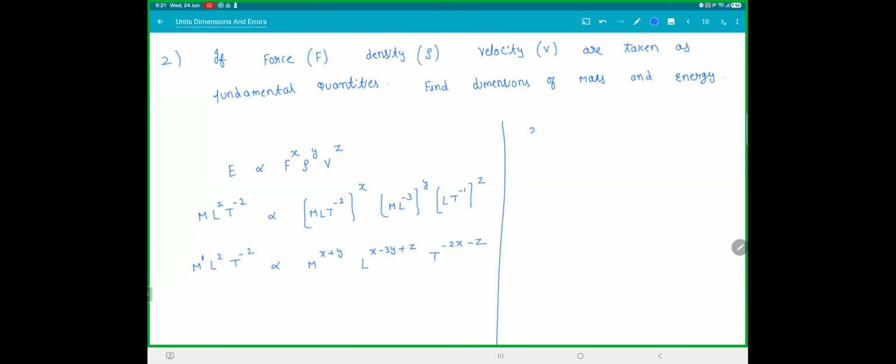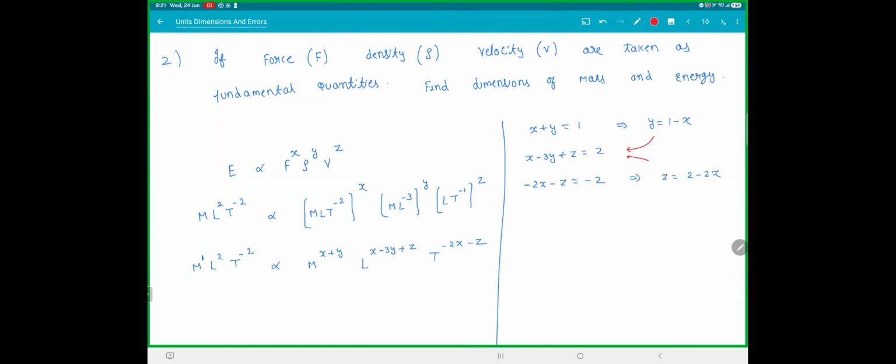Equations will change. So x plus y is 1, x minus 3y plus z is 2. Yeah, this is a little lengthy. Minus 2x minus z is equal to minus 2. Perfect. So y is equal to 1 minus x. Yeah, minus n gets cancelled off. So z is equal to 2 minus 2x.